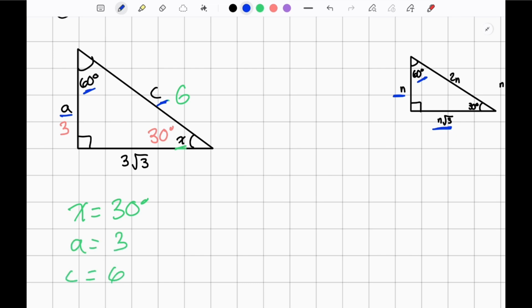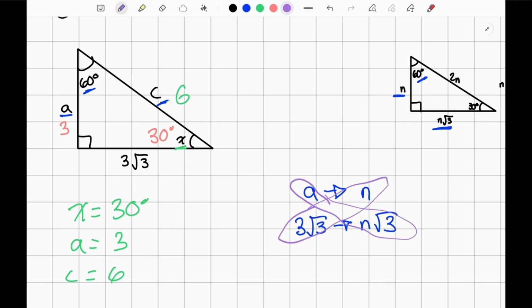Now, the safe way is to do a cross multiplication. We see that A corresponds to the side n. And 3 square root of 3 corresponds to the side n square root of 3. And if you do a cross multiplication here and you solve for it, you will also get that A equals 3. You can do it this way as well.